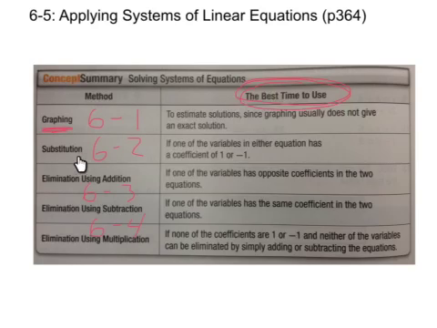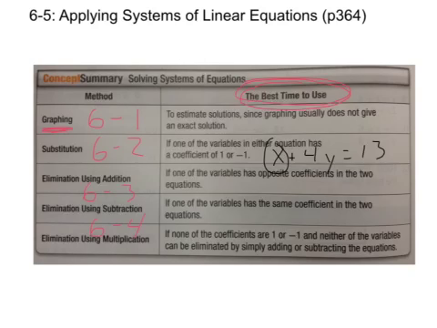Our substitution method. Substitution is really great if one of the variables has a coefficient of 1 or -1. So what that means is that when you have something like x plus 4y equals 13, our x has a value of 1. So you can really easily swap it out and change that to x equals -4y plus 13, and boom, you can substitute right away.